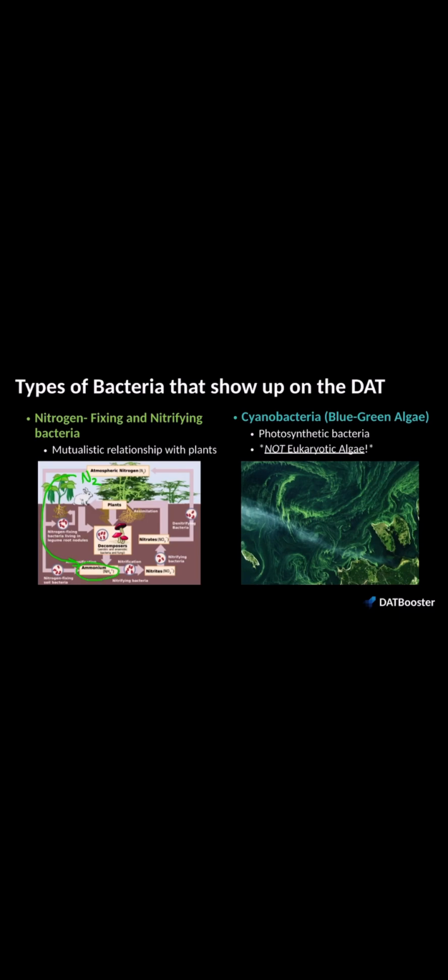Nitrifying bacteria will use those ammonium ions and convert them to nitrate. And nitrate can be assimilated by plants, so it's taken in by plants. So that's why they have this mutualistic relationship with plants in the nitrogen cycle.